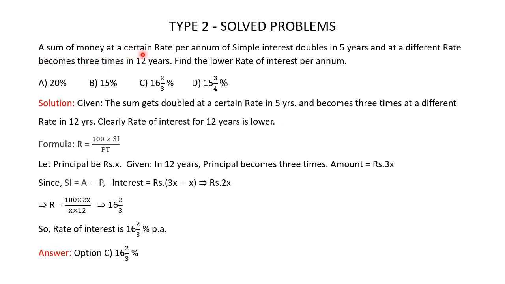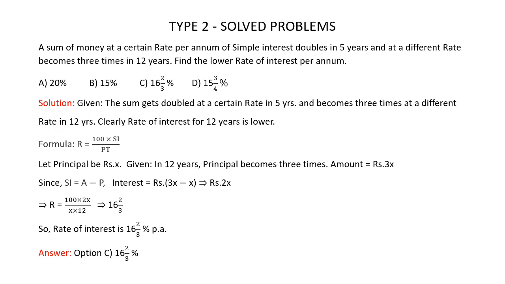A sum of money at a certain rate per annum of simple interest doubles in 5 years and at a different rate becomes 3 times in 12 years. Find the lower rate of interest per annum. Here you are given 4 options and you have to find out which of these options is the correct one. So here you are asked to find the lower rate of interest per annum. Now it's given that the sum gets doubled at a certain rate in 5 years and becomes 3 times at a different rate in 12 years.